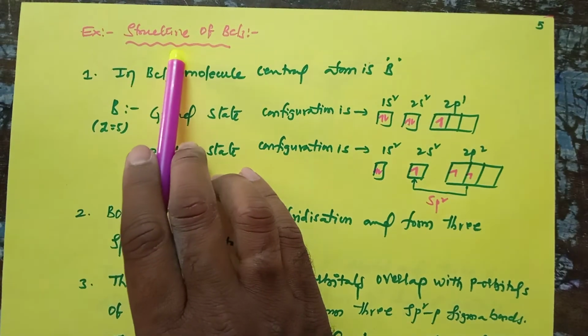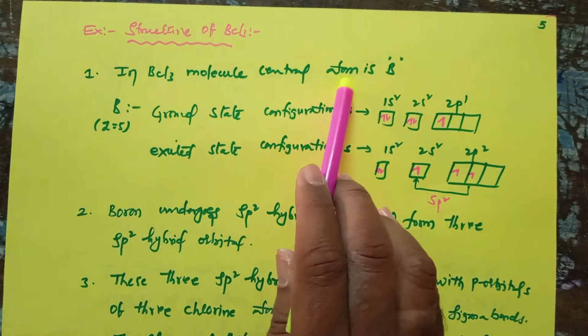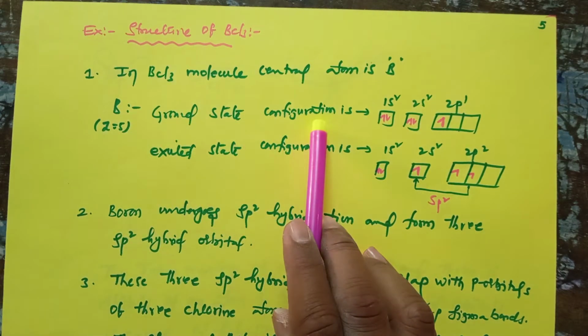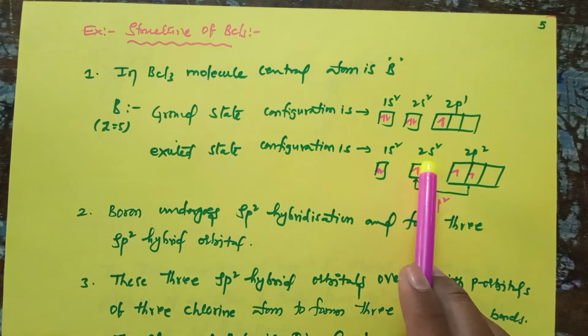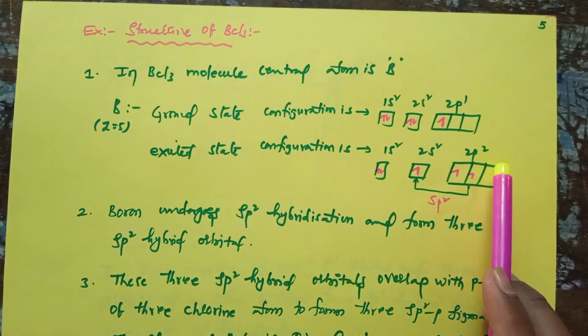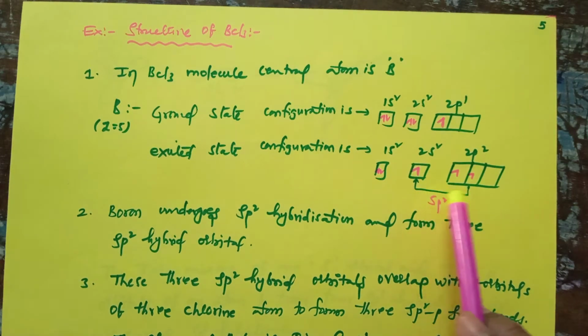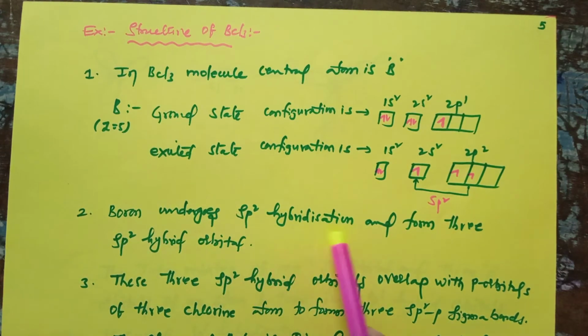The sp2 hybridization is explained by taking the example of BCl3. In the BCl3 molecule, the central atom is boron. With atomic number 5, the ground state electronic configuration is 1s2 2s2 2p1 and the excited state configuration is 1s2 2s1 2p2. Here one s orbital and two p orbitals intermix, forming sp2 hybridization. Boron undergoes sp2 hybridization and forms three sp2 hybrid orbitals.